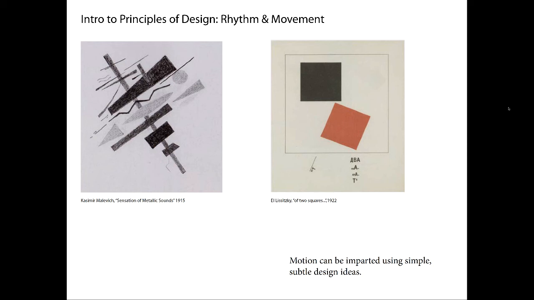These are two guys from Russia, 1915 on the left by Malevich, and 1922 on the right by Lissitzky. And just by that red square being at a tilt, it imparts a sense of motion. So the takeaway here is that some very, very small adjustments can give your compositions and work more visual interest and a sense of dynamic motion just with some very simple adjustments.